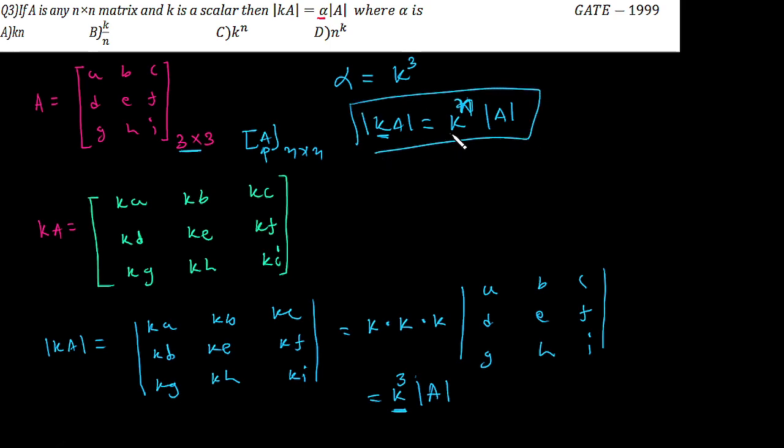So we have to find out the value of alpha. Here it is just simply k to the n. Here the value of alpha is just simply k to the power n. So now let's move to question number 4.